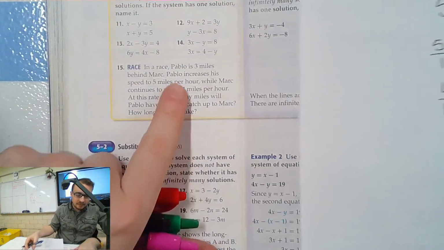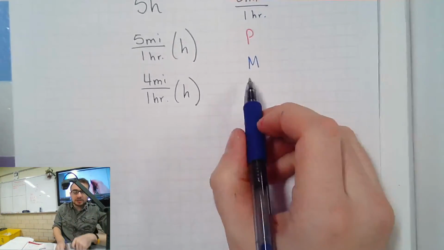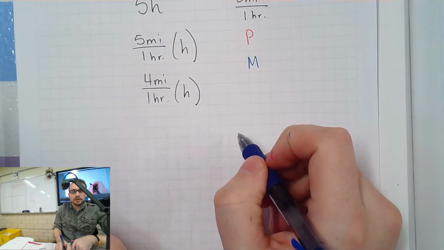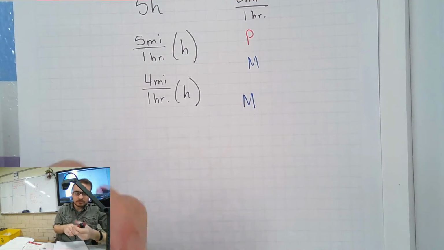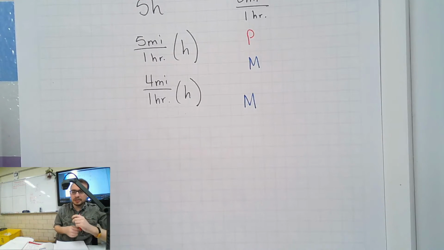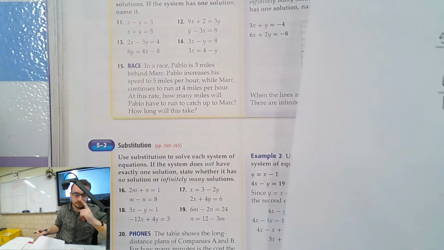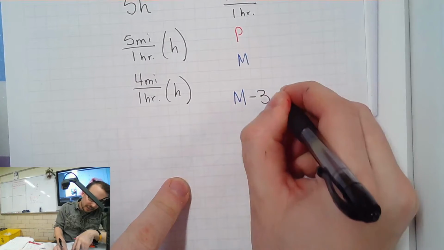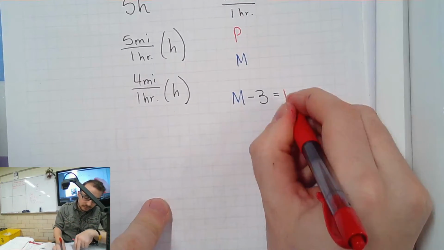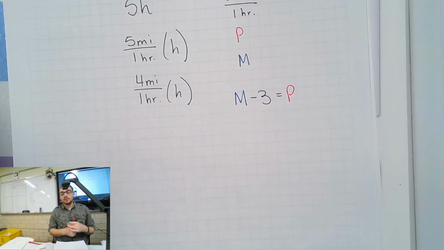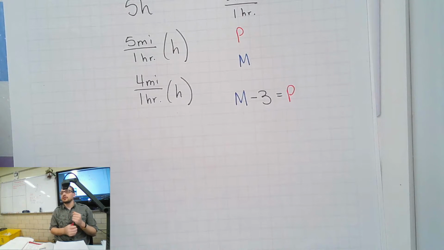So it says Pablo is 3 miles behind Mark. So here's Mark's location. How does that relate to Pablo's location? Mark's location is whatever Pablo is minus 3. Other way around, right? Mark minus 3 is going to give you Pablo's location, because Mark is 3 miles ahead. So if you take his stuff and subtract 3, you get Pablo's. Do you see that's counterintuitive? You really got to think about what you're doing here. Otherwise, you're going to say M equals P minus 3.